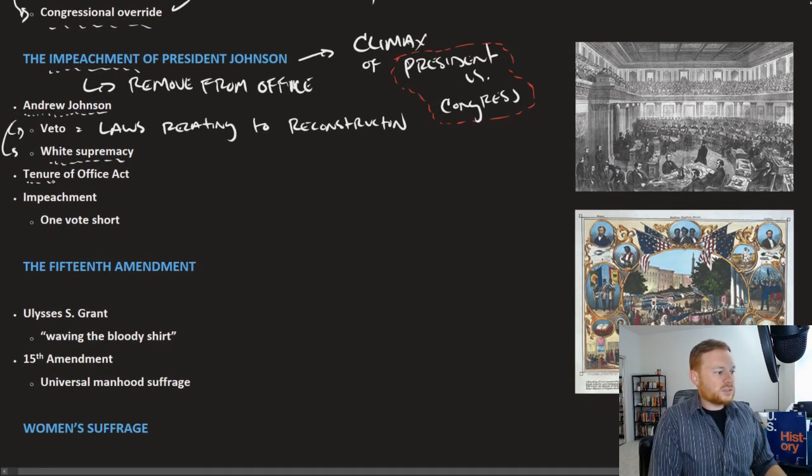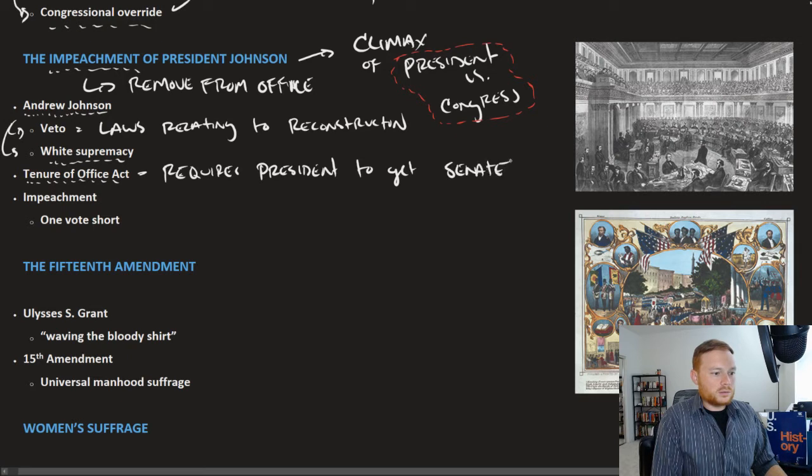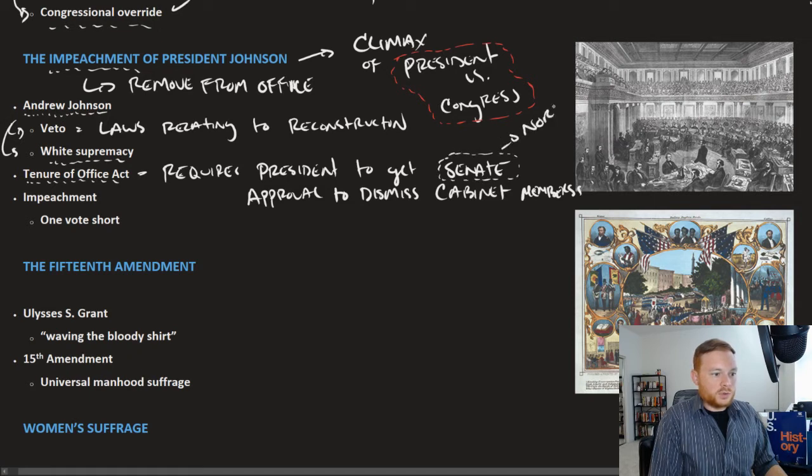Congress passes the Tenure of Office Act, which requires the president to get Senate approval to dismiss cabinet members. All right, so what's up with this? Well, the Senate is essentially one part of Congress. So this is from the North.